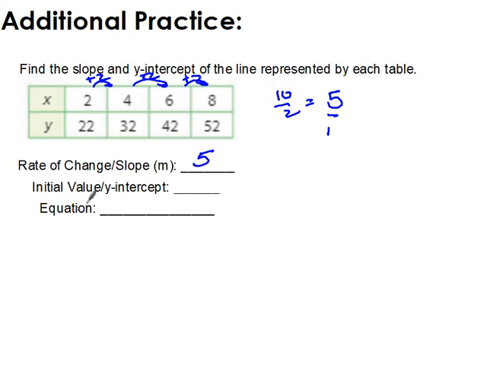So now I want to figure out the initial value of the y-intercept. If I'm looking for the y-intercept, I got to go my table backwards until I get to 0. So if I go backwards 2, I'll get x is 0, which means I got to go backwards 10 to get 12. So my initial value is 12. So now I can write my equation. Y equals slope times x, 5x, plus my y-intercept, which is 12. And I'm done.